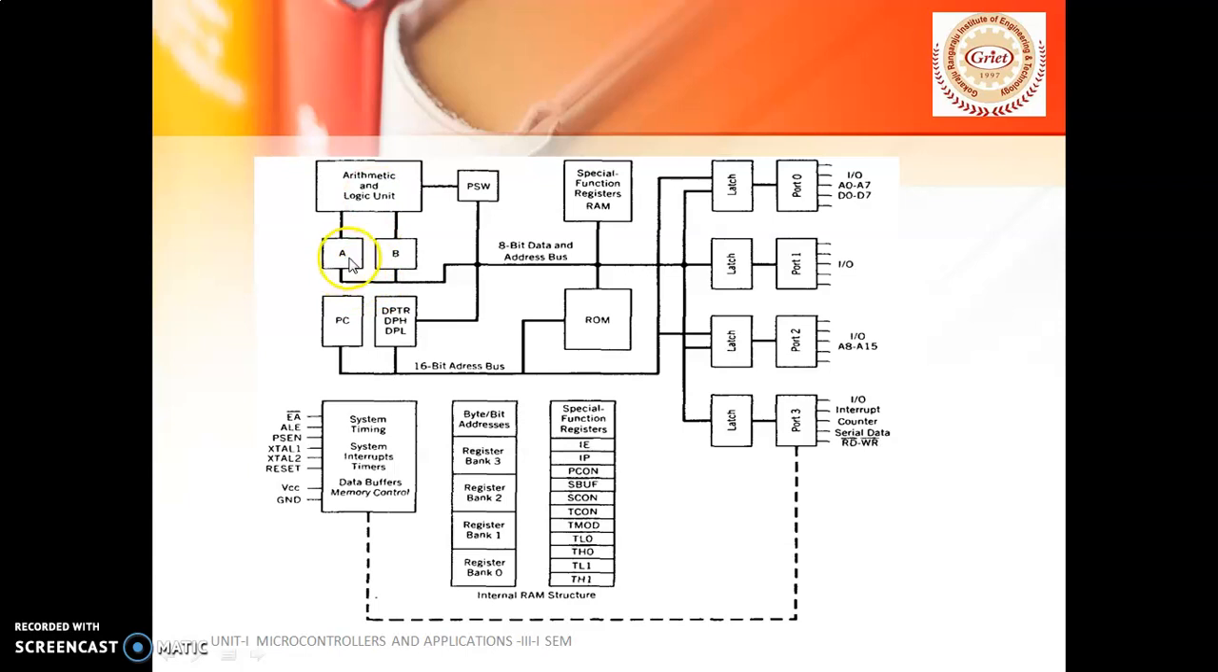Coming to the register set, the first register we have is A register, that is the accumulator register. It is an 8-bit register which is used for holding the result of the ALU operation. In most operations, we will be using the accumulator register. Coming to the B register, it is called the base register. It is used for storing data temporarily.